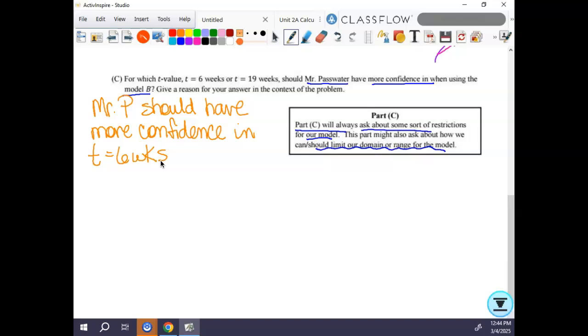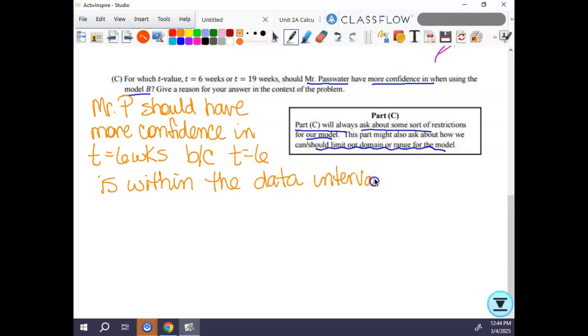Okay, so Mr. P should have more confidence in t equals 6 weeks because t equals 6 is within the data interval we know. And then we'll put out what that is. We're going from 2 to 9 weeks. Okay, so it's in between. That's what it is. Okay. What questions we got? We good? Yes?